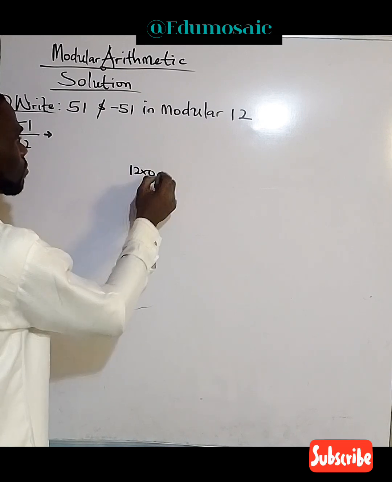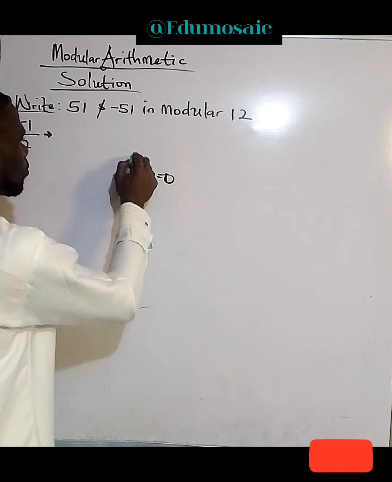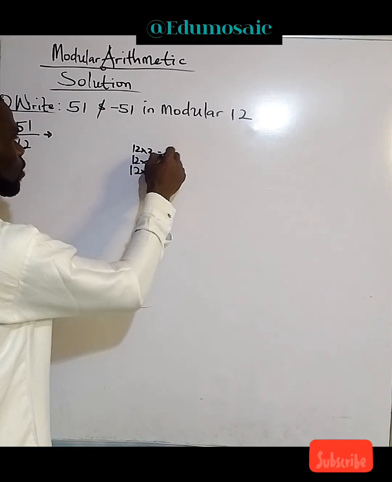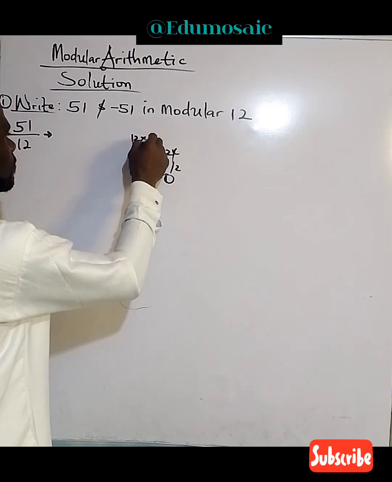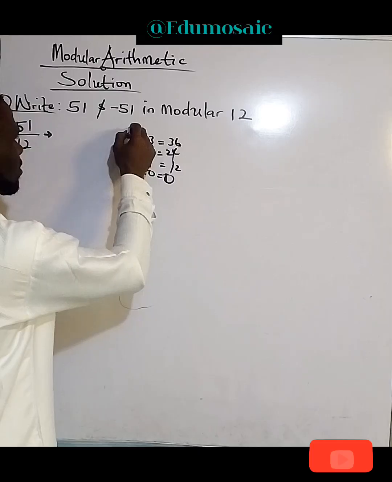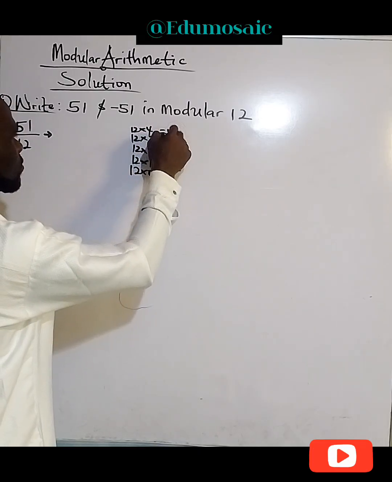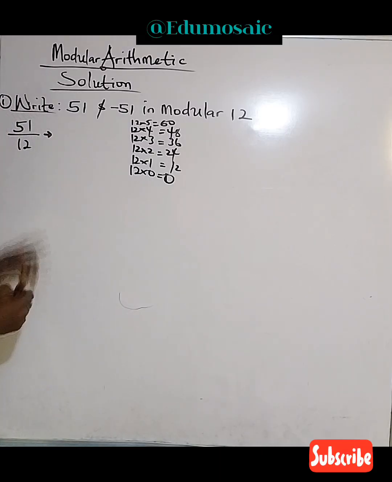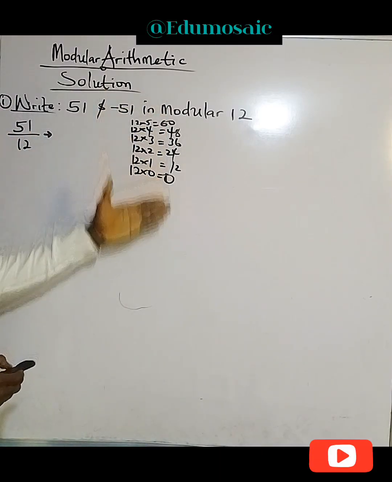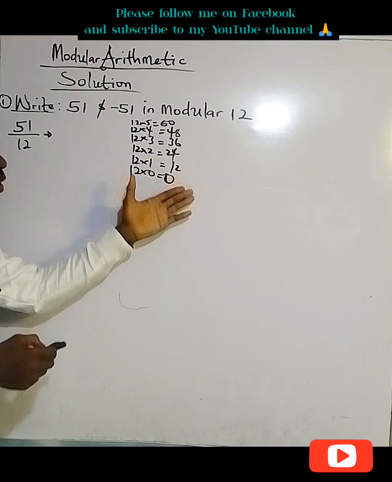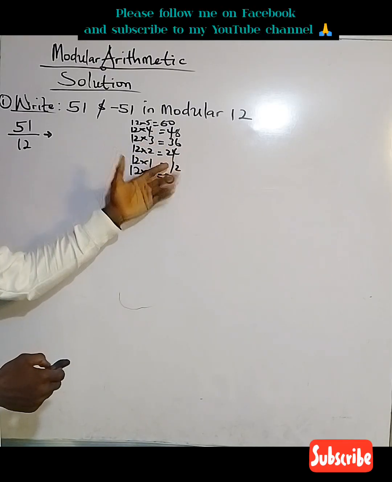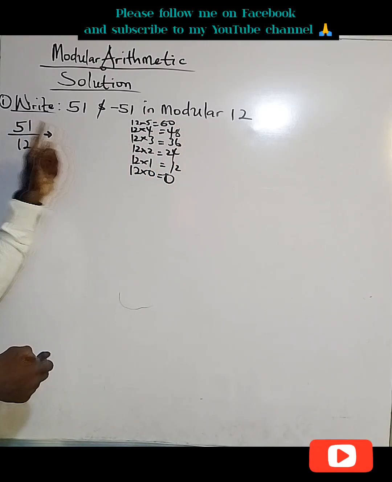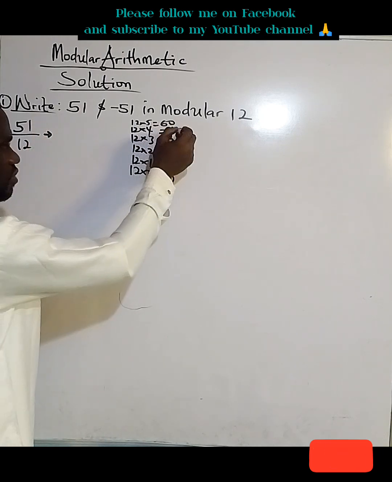We have 12 times 0, which is 0. 12 times 1, which is 12. 12 times 2, which is 24. 12 times 3, which is 36. 12 times 4 is 48. And 12 times 5 is 60. You're looking for 51. We don't have 51 among the set of results. This is 0, this is 12, this is 24, this is 36, this is 48. Right, this is 60. This is way more than what we're looking for. We're looking for 51, so we're going to go with 48.